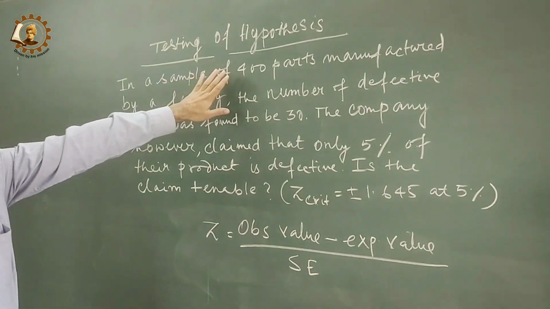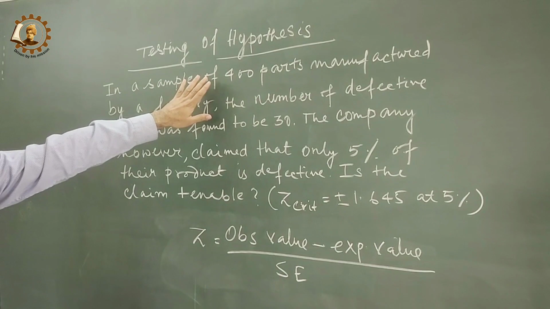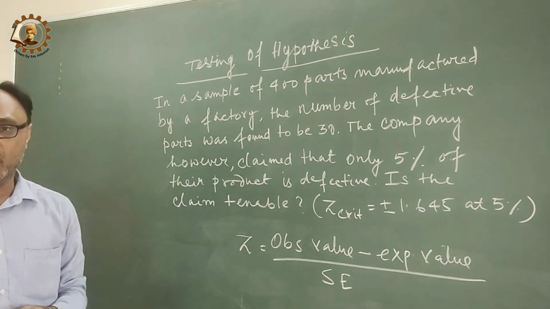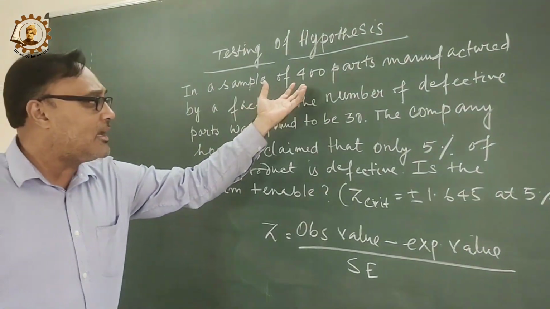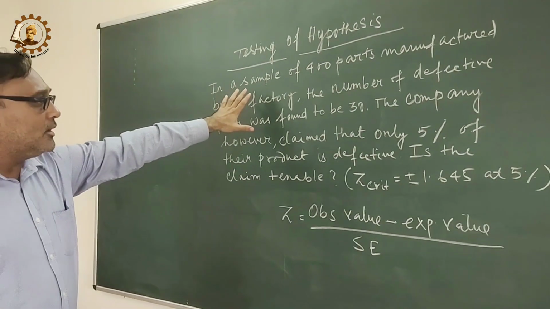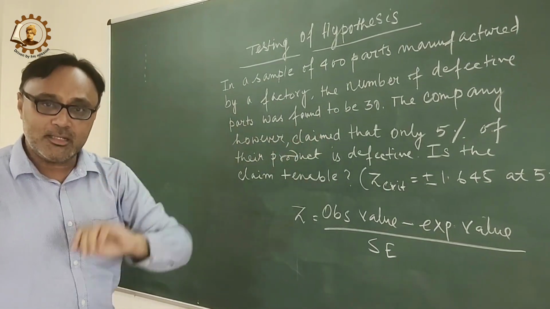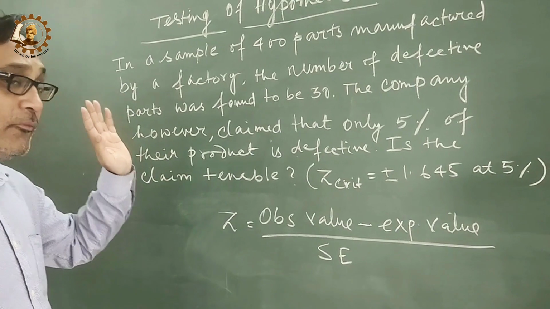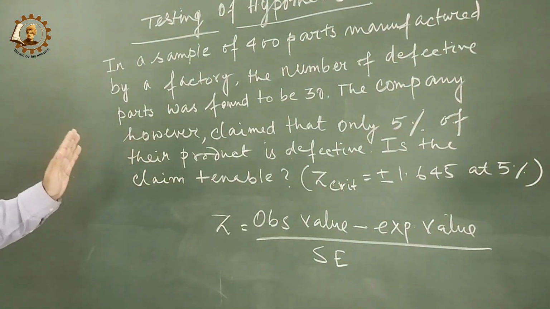this sample, this 400 parts which we are taking, we are taking it from an infinite population because the population is not mentioned over here. So from the infinite population, when I am taking these 400 parts, it is assumed that the population is normally distributed. Okay, this is a very, very important assumption, guys. Please write over here what the assumption is.